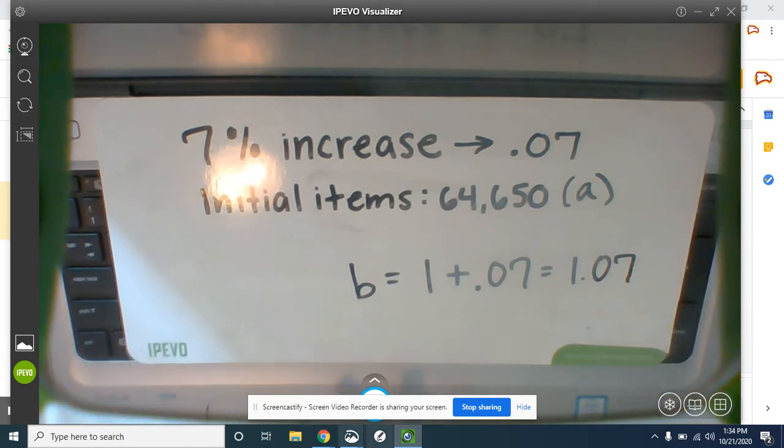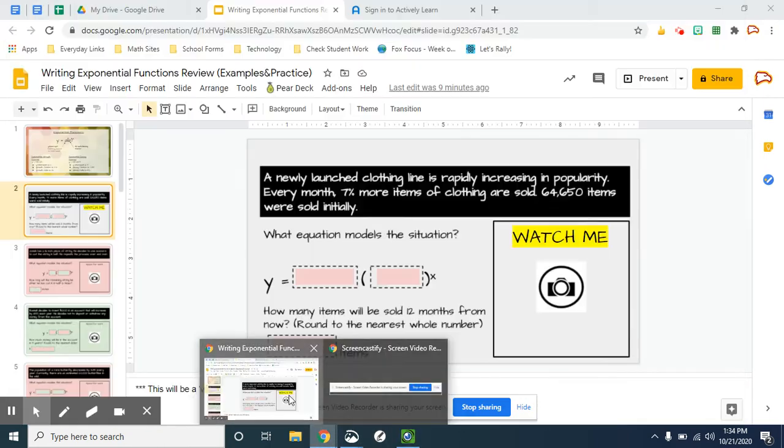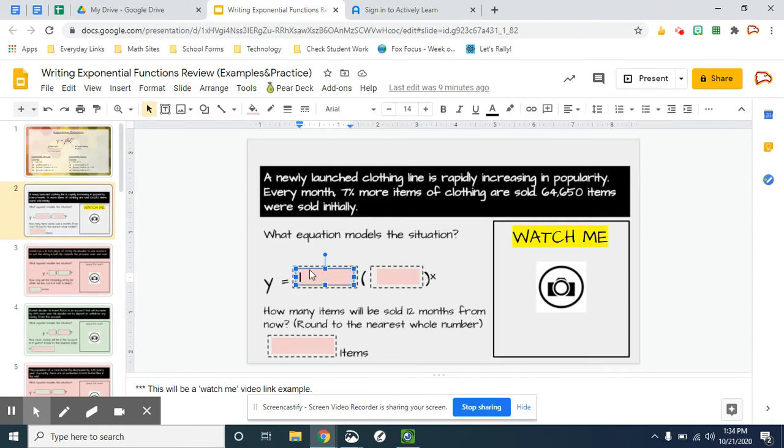So I'm going to go back to the slide. I'm going to type that in. So our A, our initial value, was 64,650. And our growth factor was 1.07.